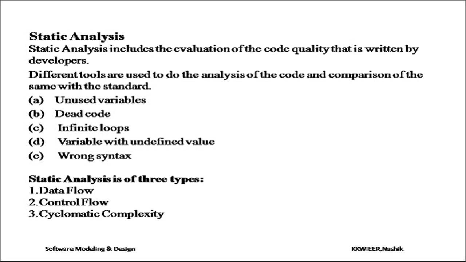Static analysis is divided into three types. First is the data flow. Data flow is related to the stream of processing. Next is the control flow. Control flow is basically how the statements or instructions are executed. And the last is the cyclomatic complexity. Cyclomatic complexity is the measurement of the complexity of the program that is basically related to the number of independent paths in the control flow graph of the program.